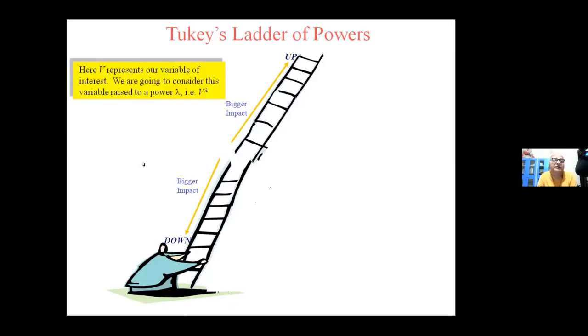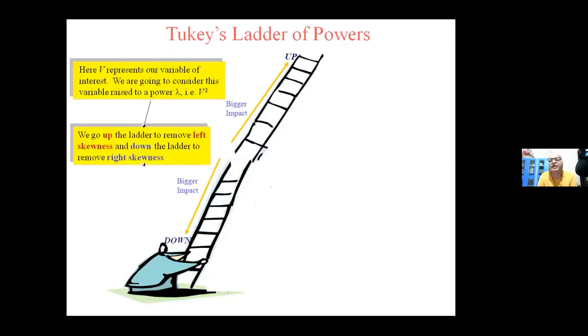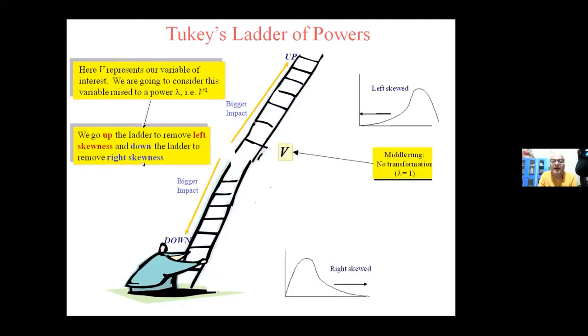Let V represent one variable of interest. We are going to consider this variable raised to a power lambda, V to the power lambda, like this. We go up the ladder to remove left skewness and down the ladder to remove right skewness. This was the concept of Tukey's. Now you see how we can reduce the skewness in the data and convert it into a parametric setup, so that there is very little skewness in our data and we can apply the parametric tests, which are more robust as compared to the non-parametric ones, as Anupam was discussing in today's lecture.